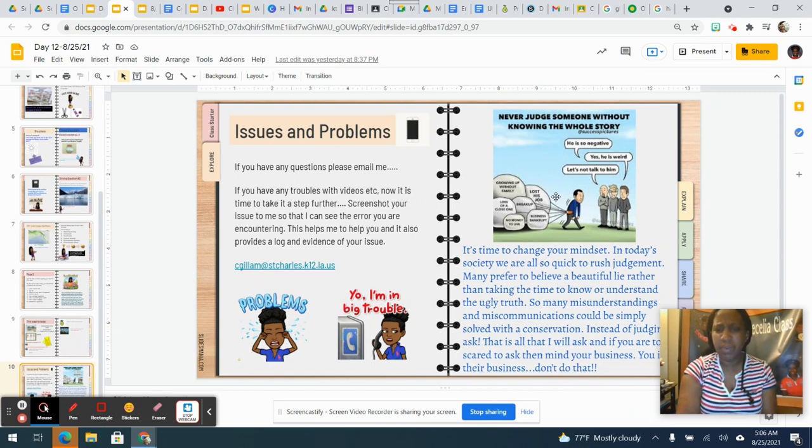In today's society, we are all so quick to rush to judgment. Many prefer to believe a beautiful lie rather than taking the time to know or understand the ugly truth. So many misunderstandings and miscommunications could be simply solved with a conversation. Instead of judging, just ask. That is all that I will ask. And if you are too scared to ask, then mind your business. Mind the business that pays you. If you would rather assume than ask the person what's going on, 9 times out of 10, that means you're not doing the right thing.